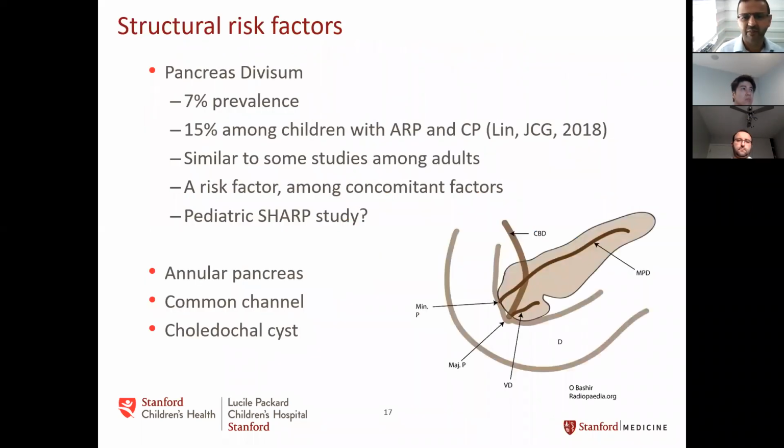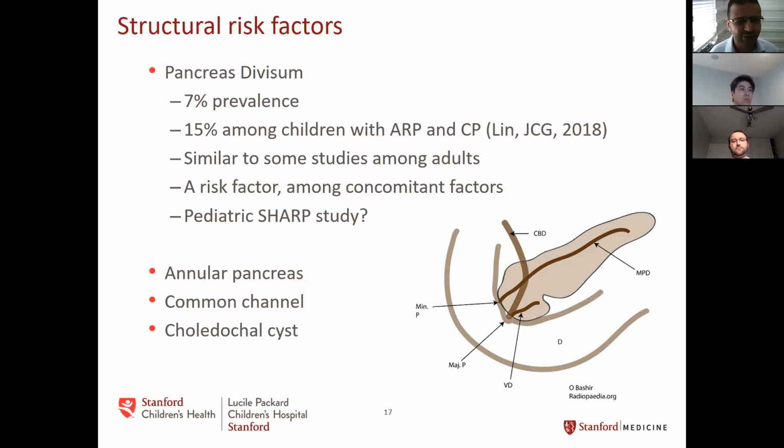And in terms of structural risk factors, I think there's an opportunity. Pancreas divisum is a controversial risk factor for pancreatitis. It's highly prevalent in the general population. In one study from the NAPS2 group from a couple of years ago, 15% of the cohorts of acute, recurrent, and chronic pancreatitis had pancreas divisum.